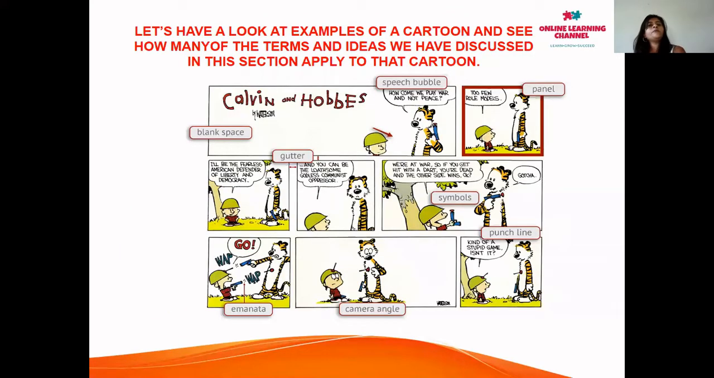Let's look at an example of a cartoon and see how many of the terms and ideas we have discussed in this section apply to it. Right now, we're looking at the Calvin and Hobbes cartoon, which is very common in your exams. This always comes out in your exams or your tests. There we've got your blank space, your speech bubble, and your different panels, which are your frames. In between your frames, you've got something called the gutter, and then you've got your symbols and your emanata, your camera angle, and your punchline.